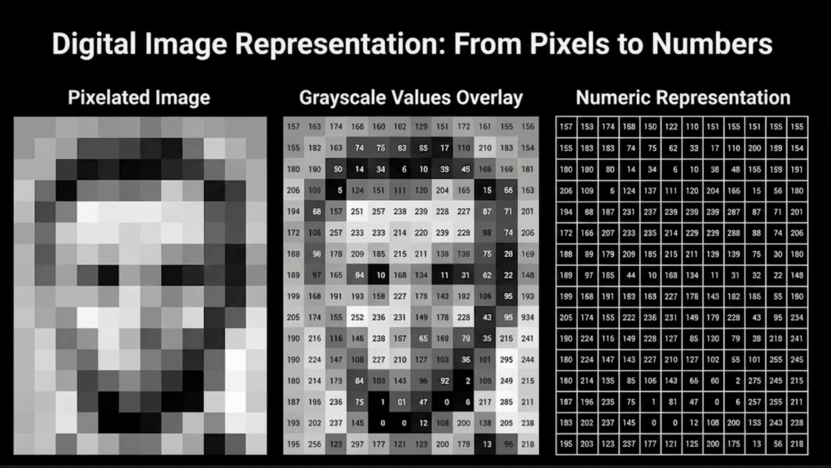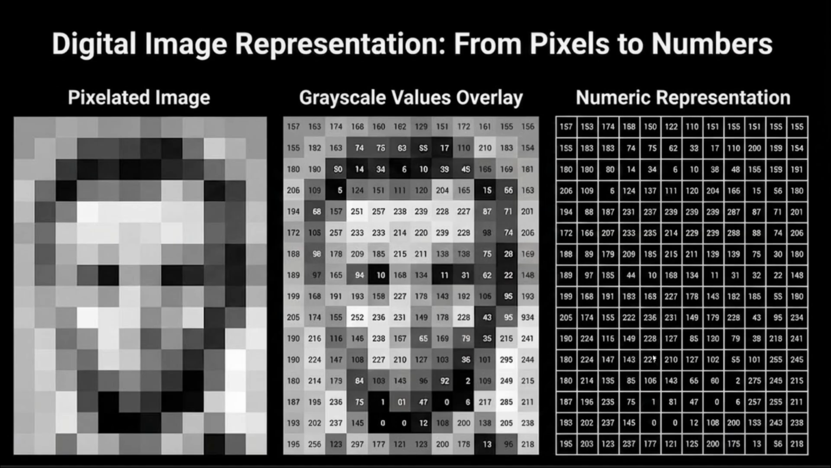But before we understand CNN, we first need to understand why traditional neural networks fail when working with images. Let's first understand how a computer represents an image. An image is made up of pixels, and each pixel has a numerical value. For grayscale images, the value usually ranges from 0 to 255, where 0 represents black and 255 represents white. So instead of seeing a face, the computer actually sees a matrix of numbers.